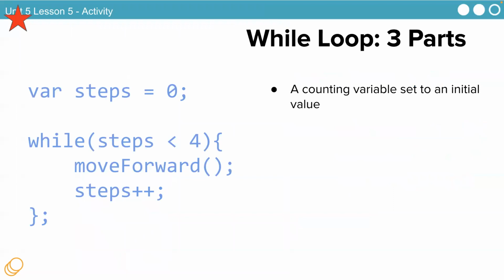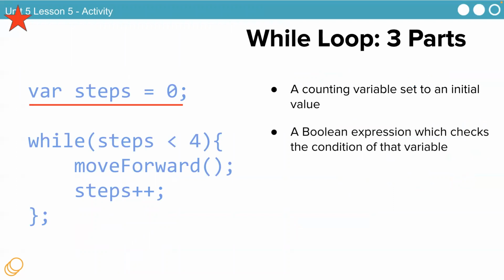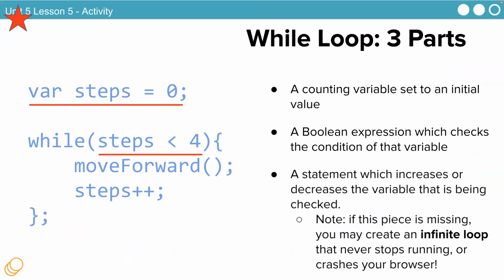Okay. So your while loop has 3 parts. You have a counting variable set to an initial value, usually 0, because we always start counting at 0. You have a Boolean expression here that checks the condition of that variable. And then you have a statement which increases or decreases the variable being checked. And if this piece is missing, it's an infinite loop because the condition will never be false.